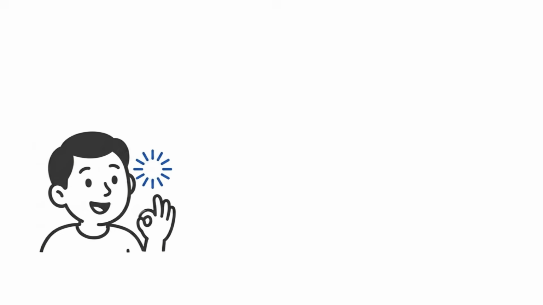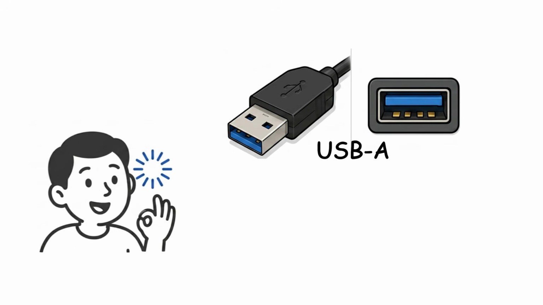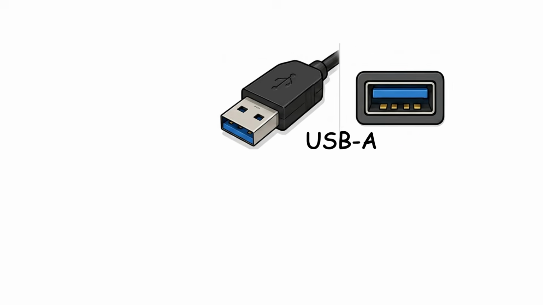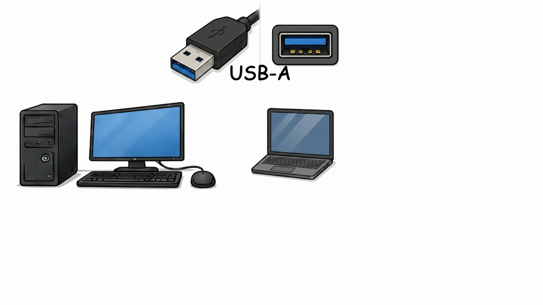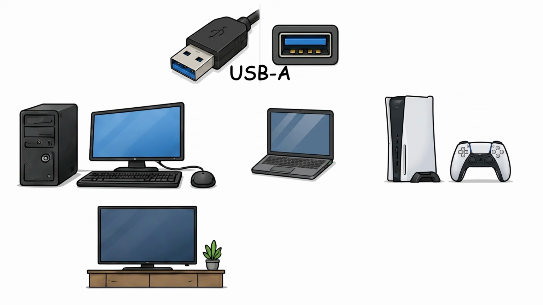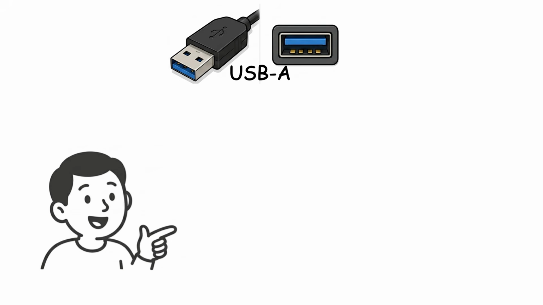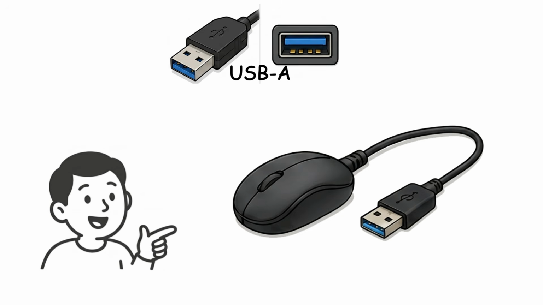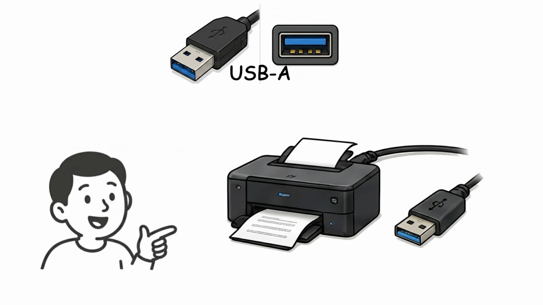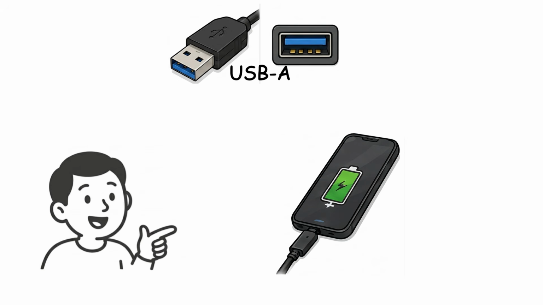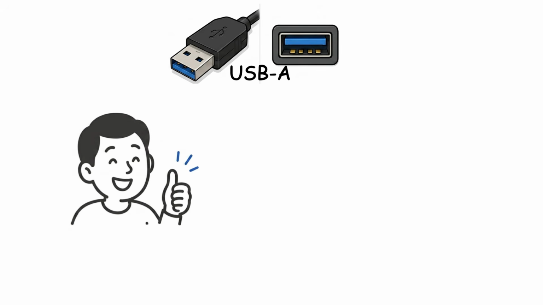Now, here's the one almost everyone knows: USB-A. This is the classic rectangular USB port. You'll find it on desktop computers, older laptops, gaming consoles, televisions, and even some cars. It's mainly used for connecting everyday devices like a mouse, a keyboard, a printer, a flash drive, an external hard drive, or even charging certain devices. What made USB-A so successful wasn't its shape, it was its flexibility.